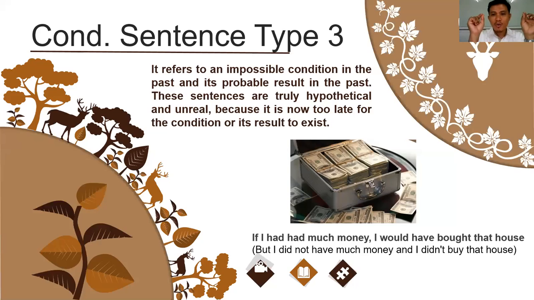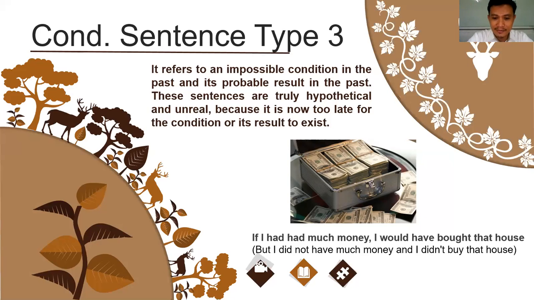Again, conditional sentence type 3 refers to an impossible condition in the past and its probable result in the past. And these sentences are truly hypothetical and unreal. Why? Because it is now too late for the condition or its result to exist. It's not going to happen, it's unreal, because we are talking about something in the past already. When we are talking about conditionals, it means we are talking about something unreal.